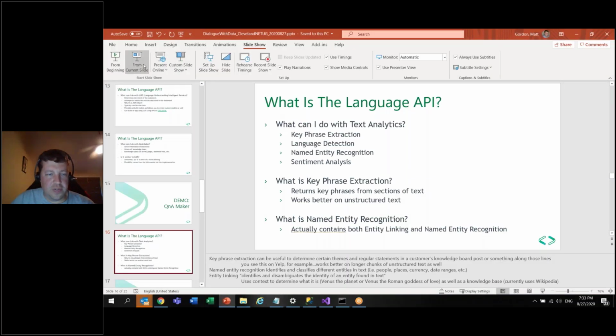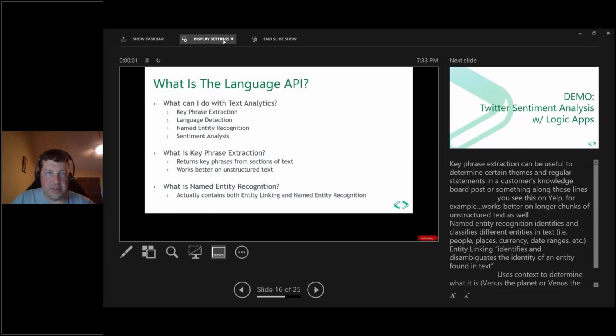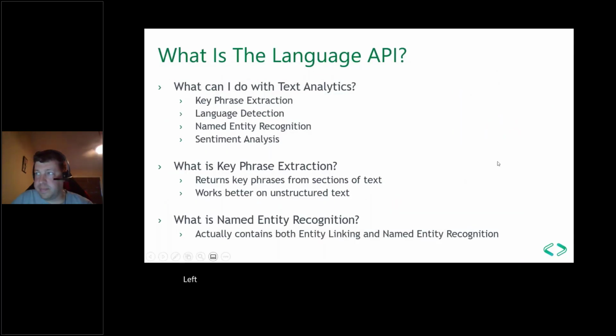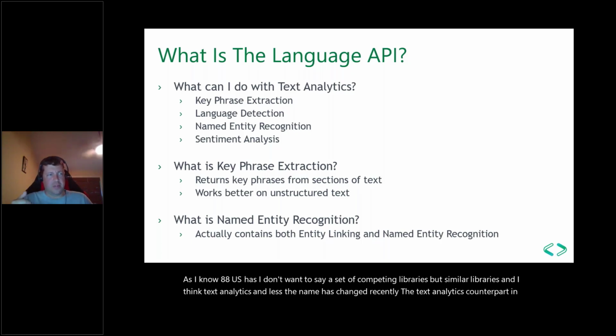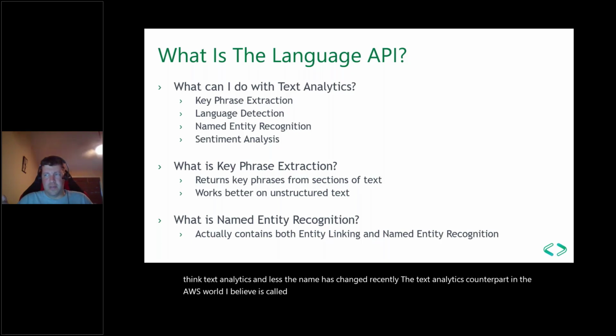Are there any questions from here? We've got just a handful of things left. There's a question asking about the APIs, if there's an API that corresponds to comprehension. Text Analytics is probably the one that hews closest to that. I know AWS has, I don't want to say a set of competing libraries, but similar libraries. And unless the name has changed recently, the Text Analytics counterpart in the AWS world, I believe, is called Comprehend. So just from that perspective, I would say Text Analytics, if I understand the question, is probably the right answer. Does that help?